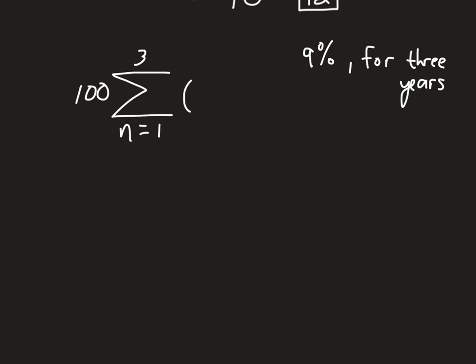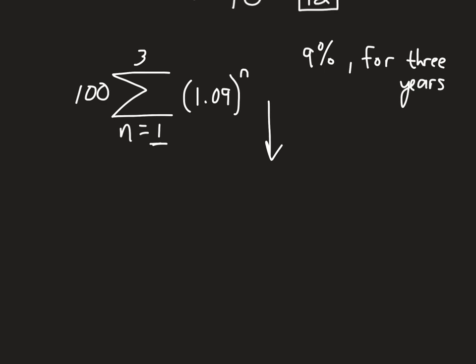But the formula is still the same. So to the right of the sigma, I still write my 1 plus 9%, that's 1.09. But this time my exponent is actually the number of years. Well, it has been the number of years, but now it's coming from this 1 and then changing to a 2 and then changing to a 3 to represent 3 years of growth. So let's see what that looks like.